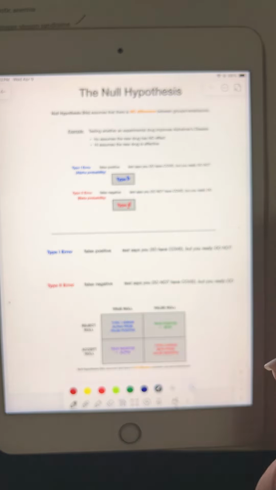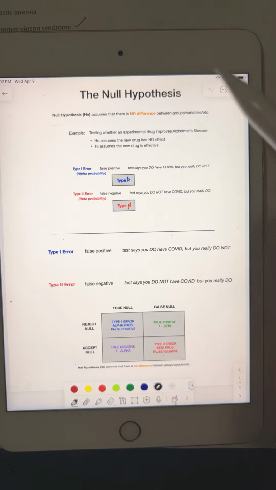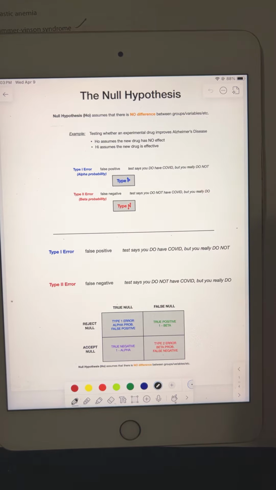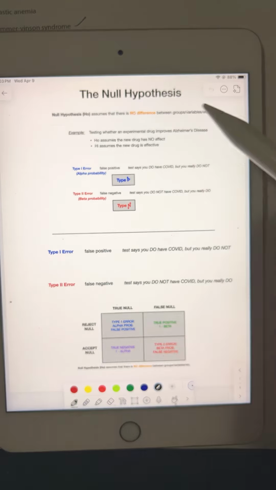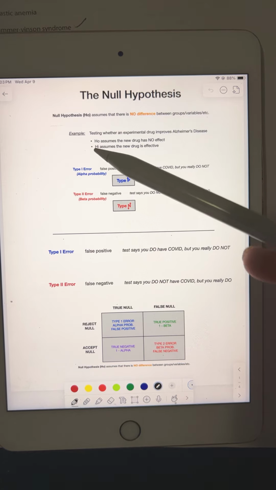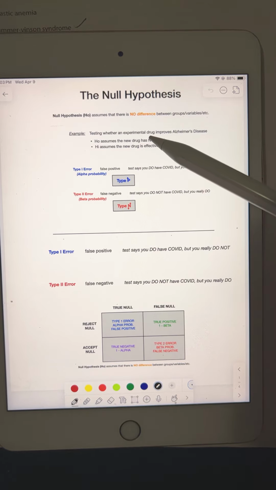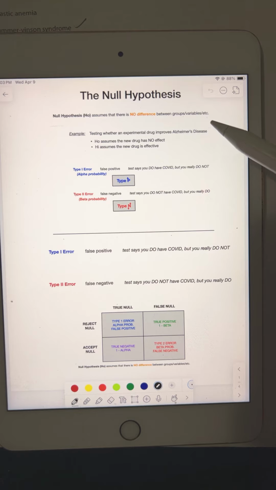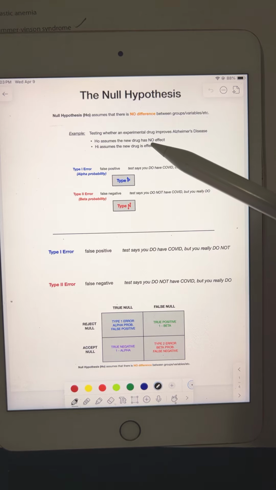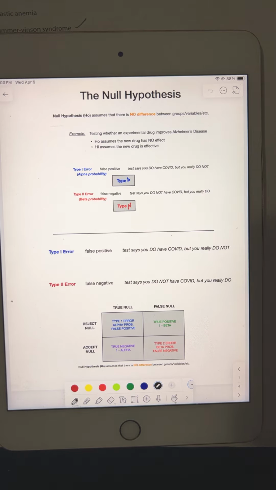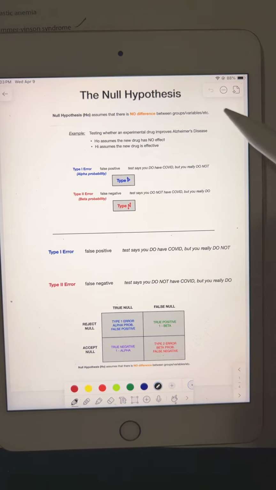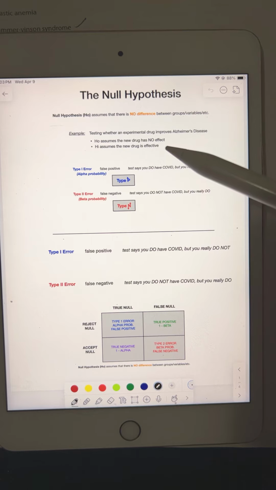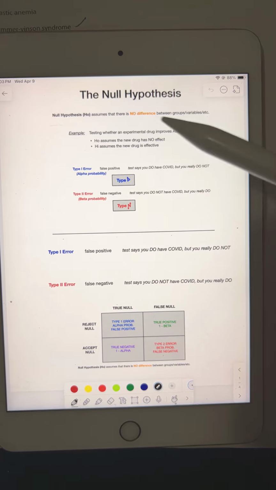Assume that there is no difference. So null means no. So there is no difference, that is H0. We have to remember that. An example: we are testing whether an experimental drug improves Alzheimer's disease. So H0 assumes that the new drug has no effect. Means we say okay, there is a new drug but there is no effect. And then the second is H1, which says that the drug is effective. So we are accepting the drug.